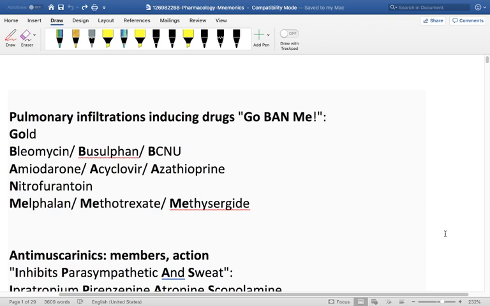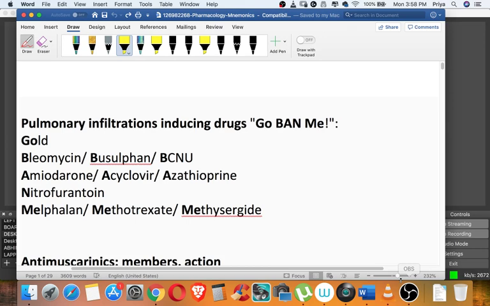The first point we shall learn is pulmonary infiltration inducing drugs. What are they? Pulmonary fibrosis. You can say, go ban me. If a drug is not good, what will you do? You'll try to ban it.